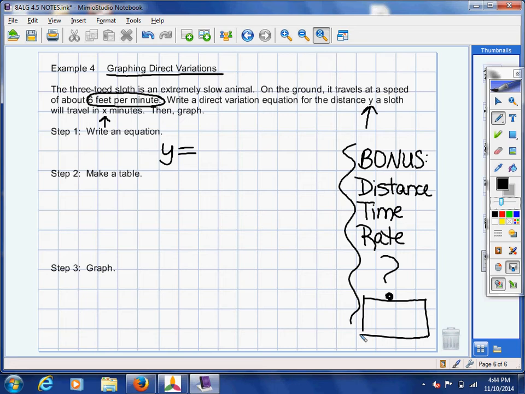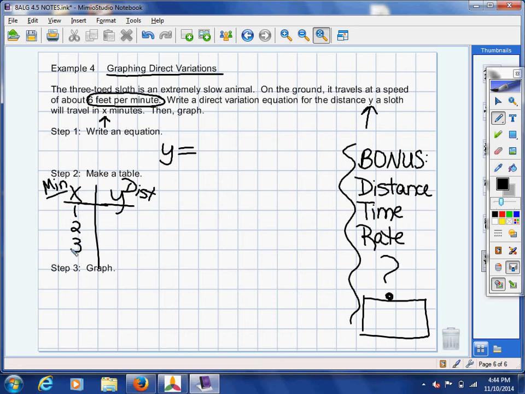Then let's make a table. I'm going to do a little x y table. And remember, x means minutes. I'll put min off to the side. And then y is distance, that's going to be in feet. And so let's just do a couple points. I'm going to do 3 points.